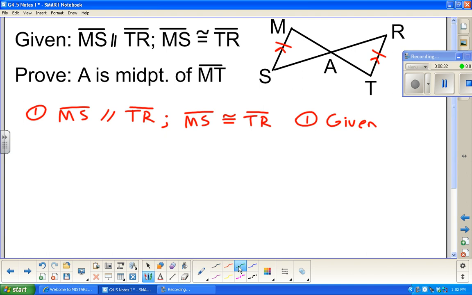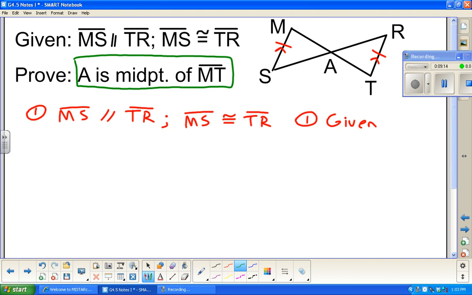Okay, so now you might want to start thinking about what our goal is here, right? We want to eventually show that A is the midpoint of MT. If A was the midpoint, if you look at the picture, MA would have to be the same as AT, right? So if we can somehow show that, then we would know that A is the midpoint. So I'm kind of working backwards here. So how can we get MA being congruent to AT? Yeah, if they're corresponding parts of congruent triangles, that would work. So let's see if we can somehow prove these 2 triangles congruent, and then take it from there.